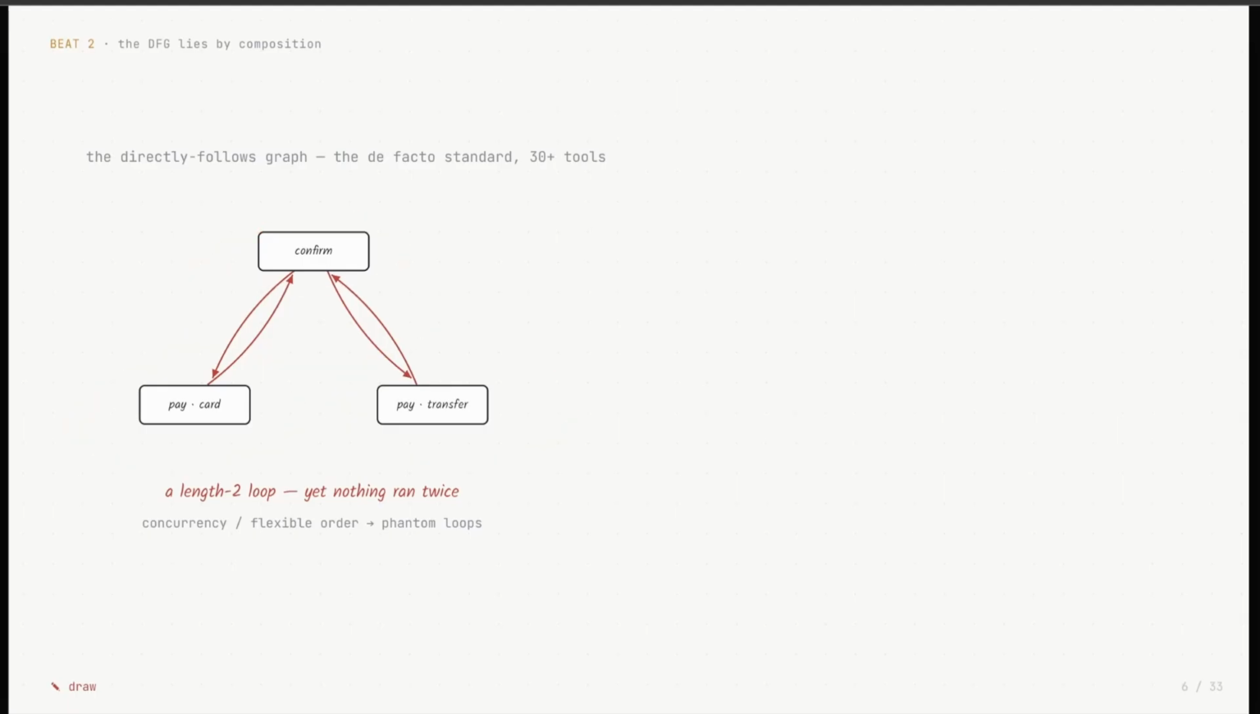The reason why we have these connections is that we actually have concurrency or flexible order. Some activities could come before and some could come later. All of this you could check in more detail in my inductive miner video.